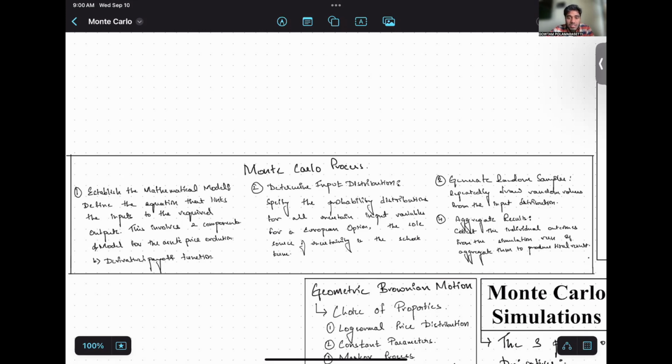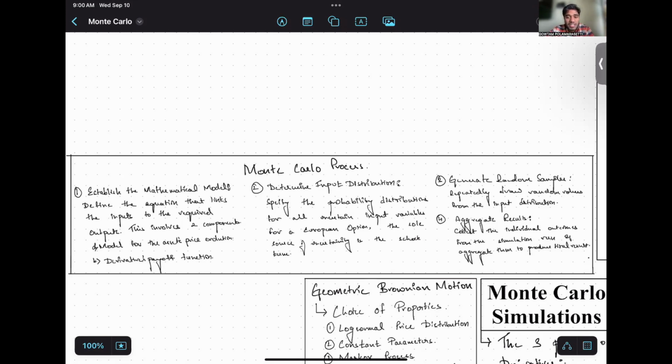The next step in the process is to generate random samples and simulate. We repeatedly draw random variables from the specified input distribution. For each set of random inputs, we run the mathematical model to calculate a possible outcome. This step involves generating a large number of potential future asset prices.